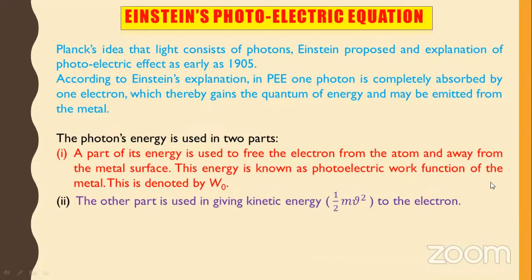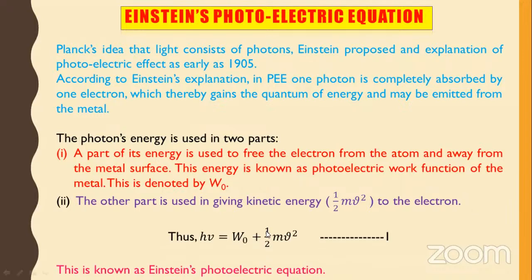By applying a potential difference between the cathode and the anode plate, the electron which is ejected from the metal surface has to move from the cathode to the anode. So how is it moving? By being given such energy. If it is in motion, the electron definitely possesses kinetic energy. The mass of the electron is m and the velocity is v, so the kinetic energy formula is half m v square.